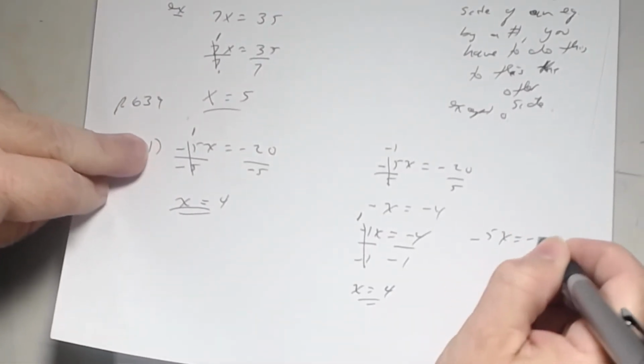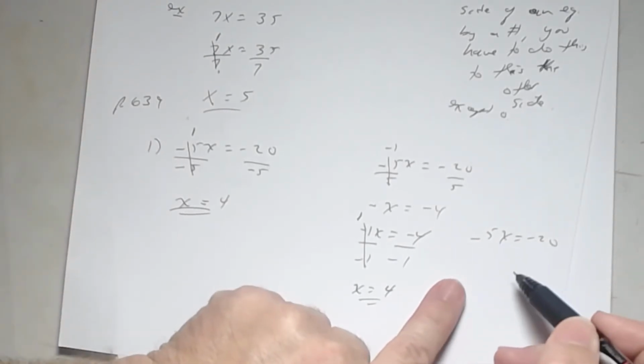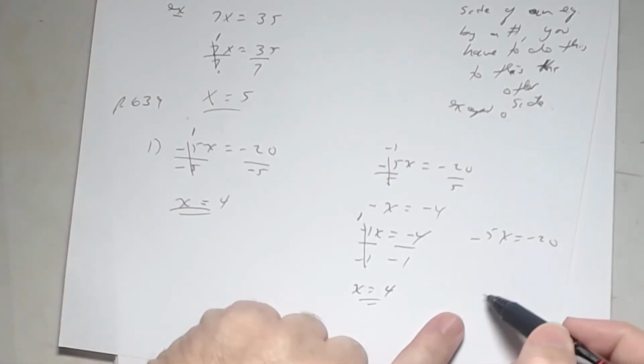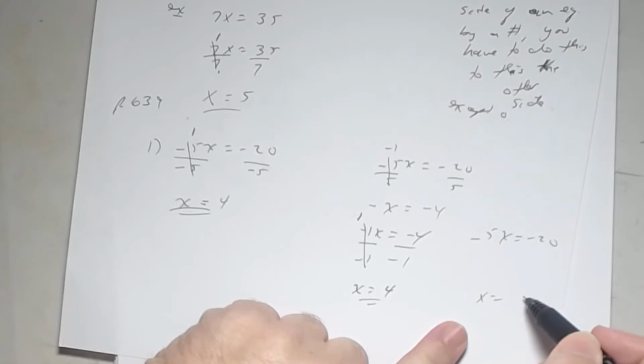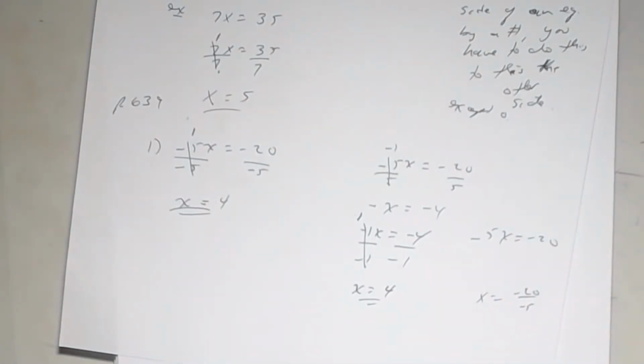You're saying this right here, right? Okay, what do we need to do? Leave the x alone, like x equals negative 20 divided by negative 5, the opposite. So remember, you have to show that step. What step must you show? Negative 5 divided by negative 5.